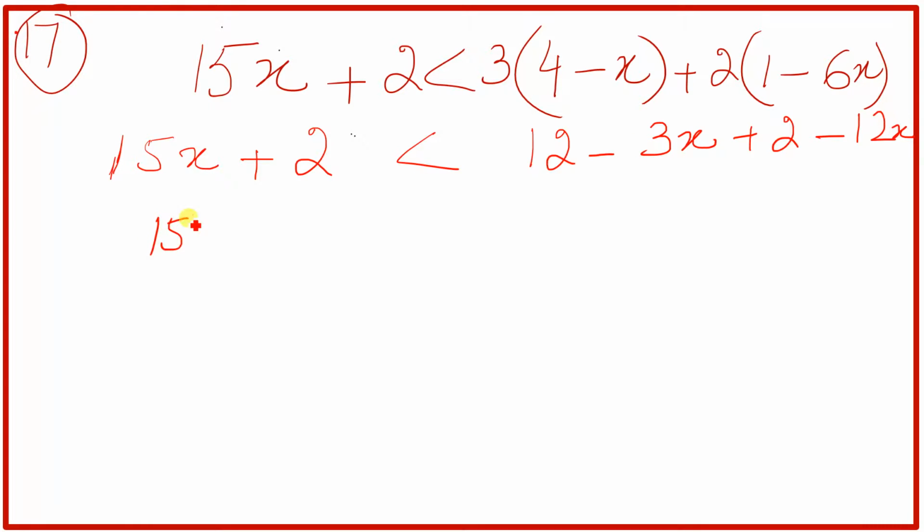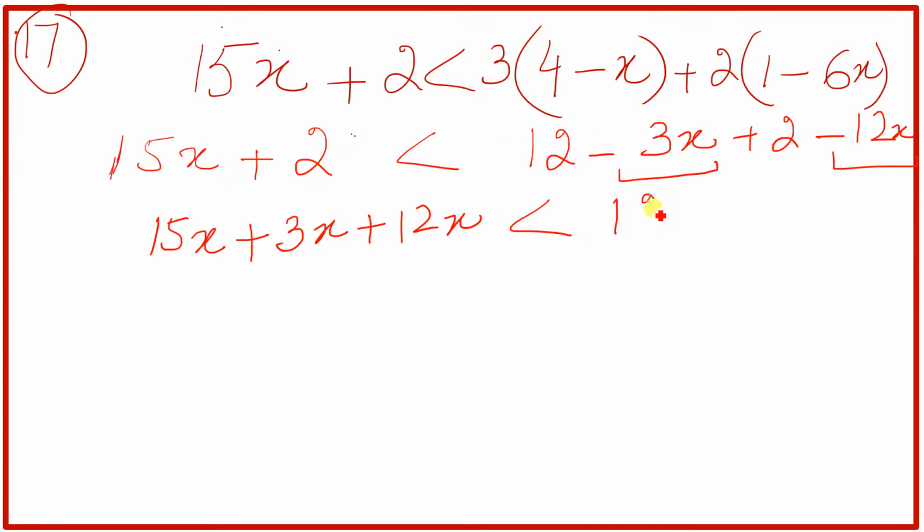Now we are going to take the transpose. See, this is positive 15x. Here we have negative 3x, negative 12x. We have to take the transpose, so the sign will change. And then this is the lesser than sign. And this one, 12, will remain the same on the right hand side.